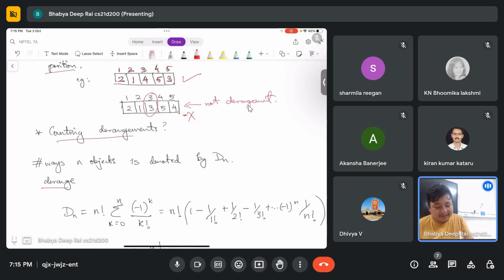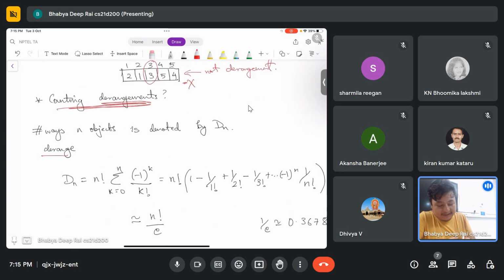So the question is counting derangements. You may already have seen in the lectures that counting derangements is really useful. Before, we used to count the number of bijective functions, number of injective functions, and so on. But counting onto functions was something that was difficult, and you can actually do it using derangements.